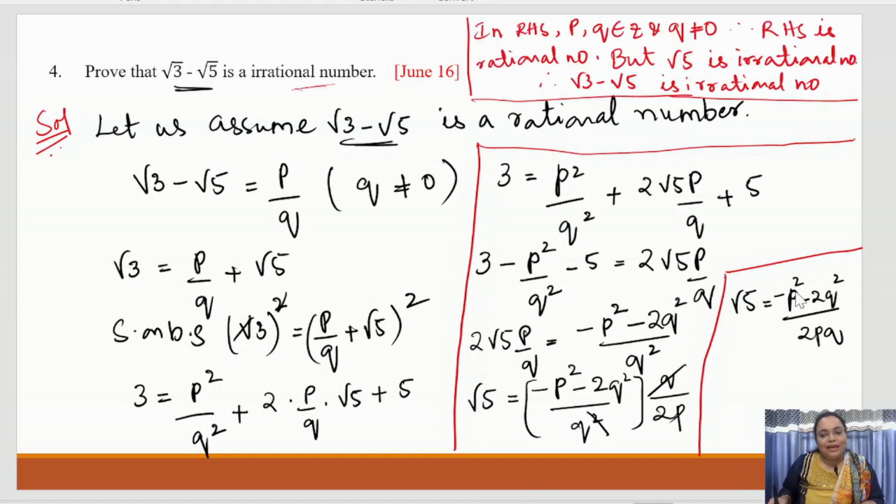See here, in the RHS, p and q belong to integers and in the denominator, q is not equal to 0. And this is in the form of p by q. So we can say this is a rational number. When this is a rational number, we know that root 5 is an irrational number. So an irrational number cannot be equal to a rational number. Therefore, root 3 minus root 5 is an irrational number.